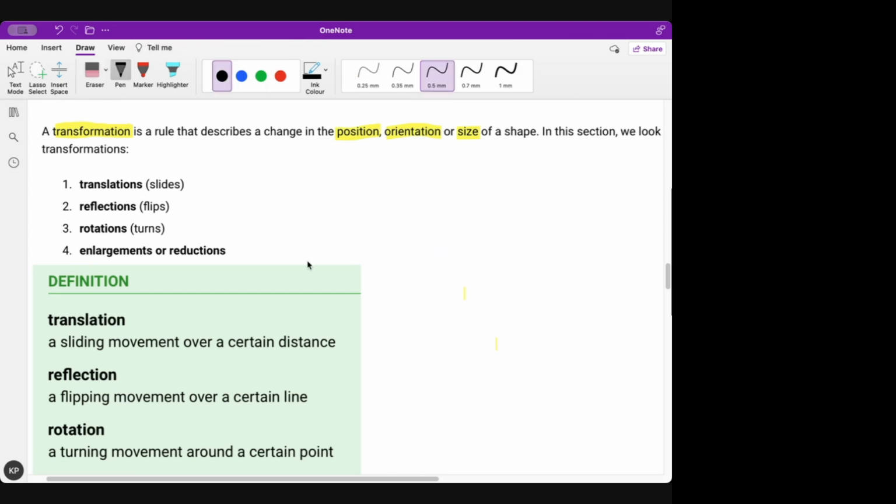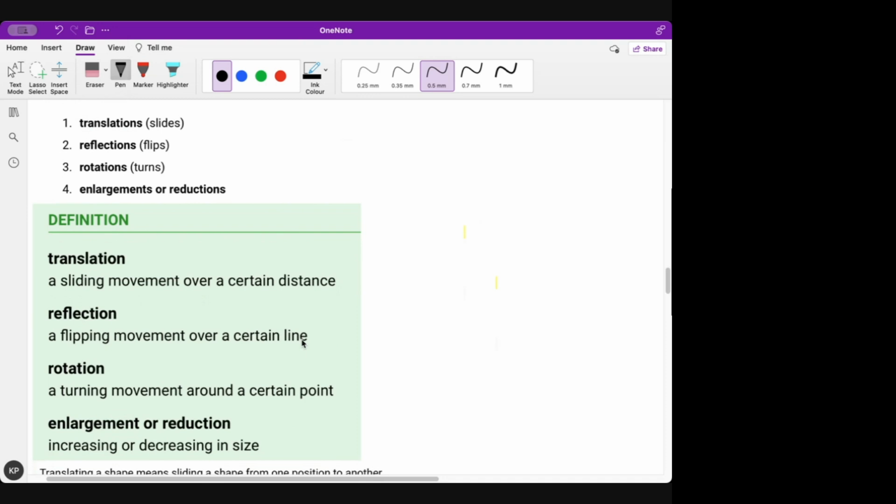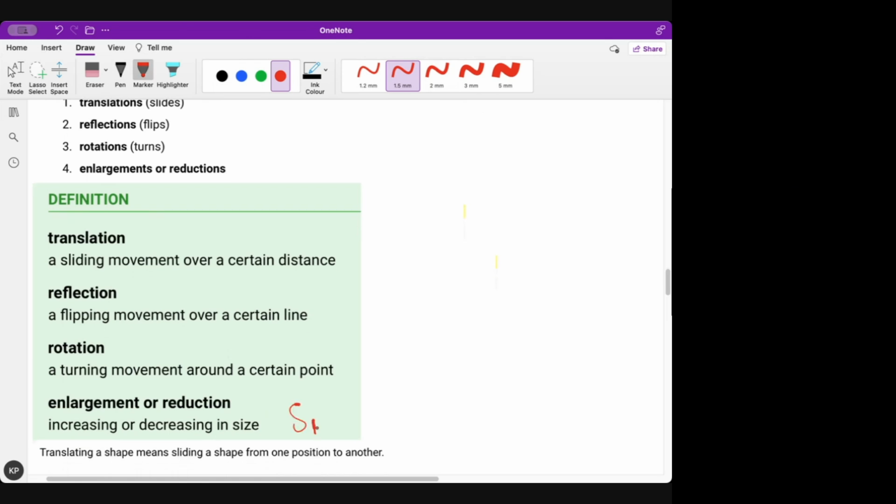Okay, and the last one is enlargement or reduction, which is an increase or decrease in size. And what does that remind you of? One of the latest concepts that we did in geometry just before revision, increasing or decreasing in size. What does that remind you of? Similarity. Nice, huh? It's similarity because they're not the same size.